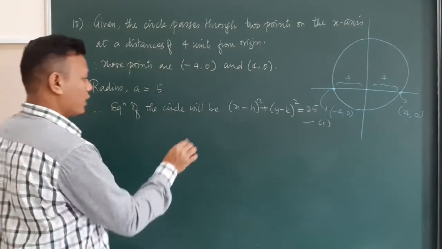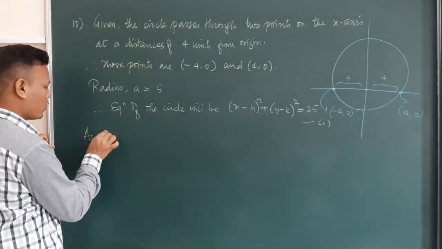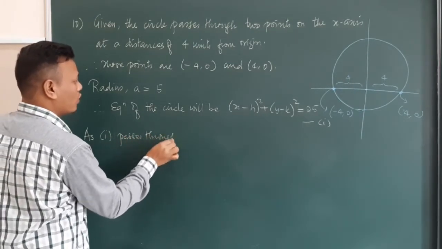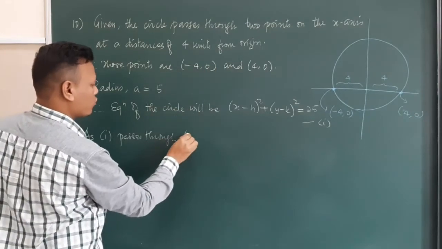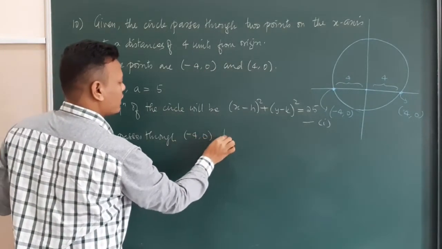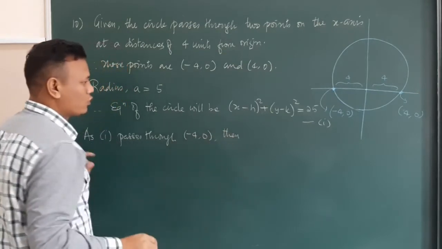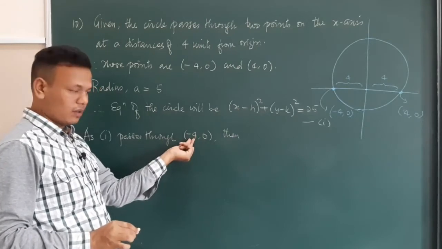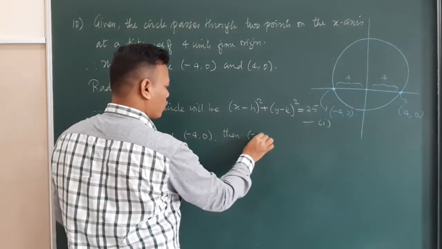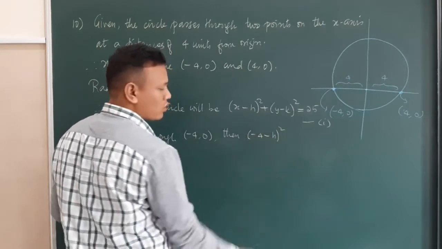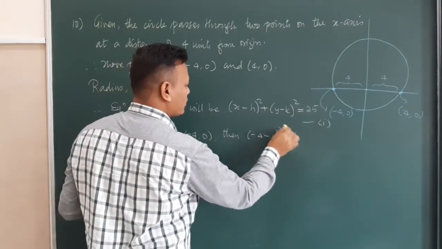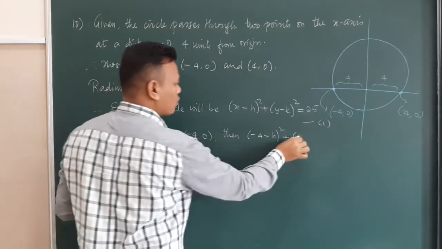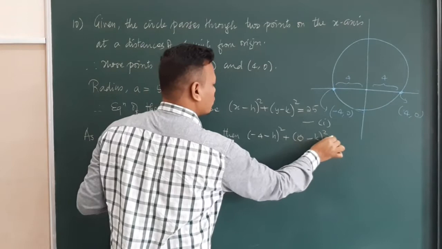Let's see. Now, as the circle passes through (-4, 0), let's see what we get. From equation 1, instead of x, I'm writing -4. So we have (-4 - h) whole square plus (y - k), where y is 0, so (0 - k) whole square equals 25.